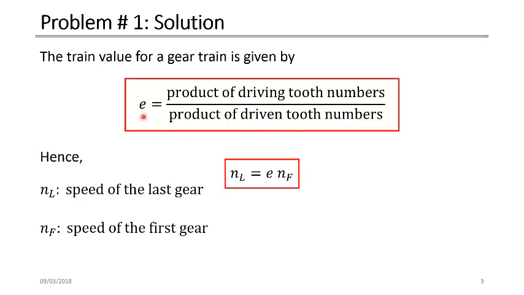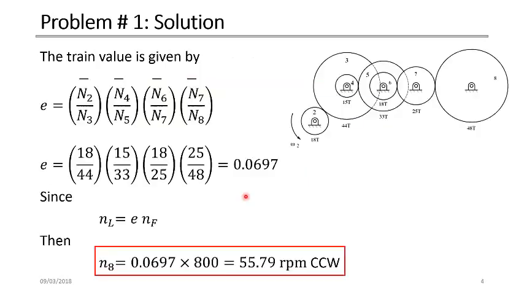After we find the train value E, we can use this equation: N sub L, which is the speed of the last gear, in this case gear number 8, is equal to E, the train value, multiplied by the speed of the first gear, which is in this case gear number 2. So the key here is to find E. If we find E, then using this relationship we can find the speed of gear number 8.